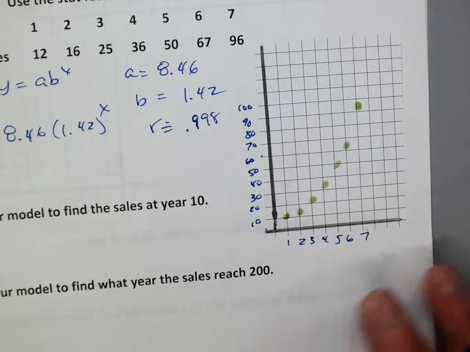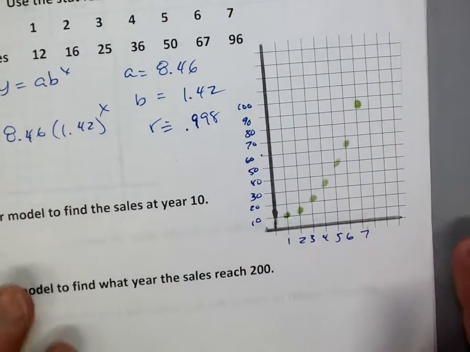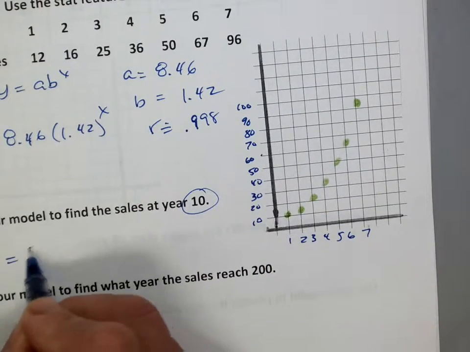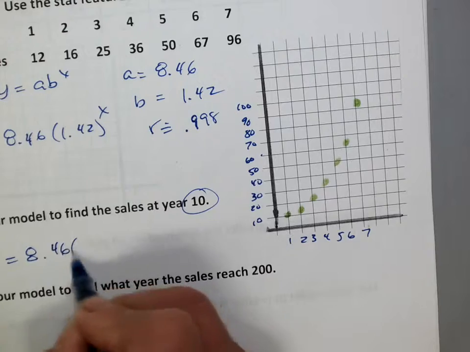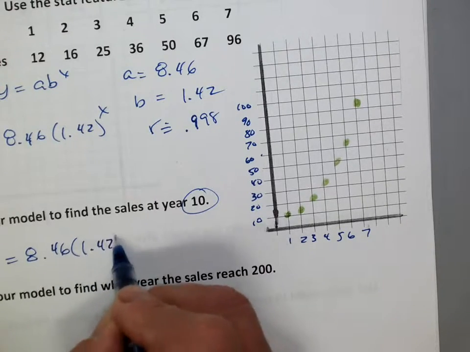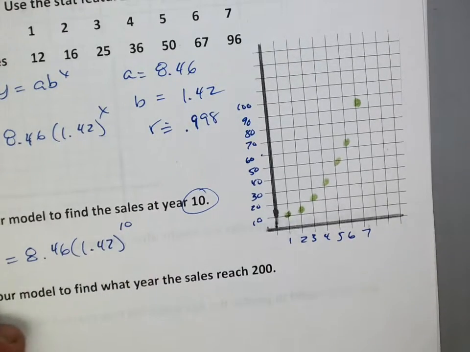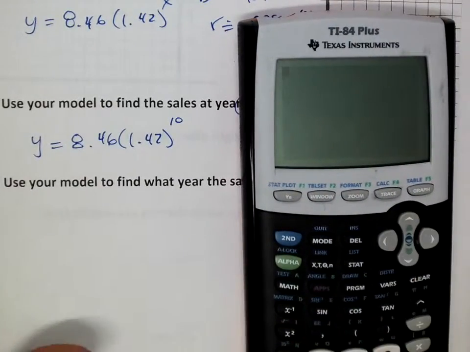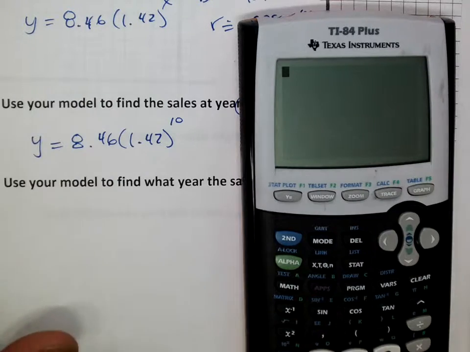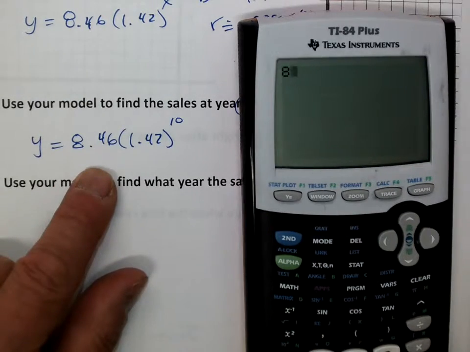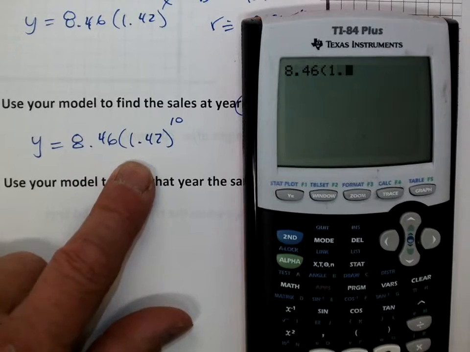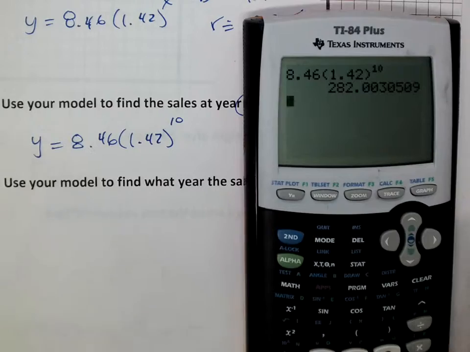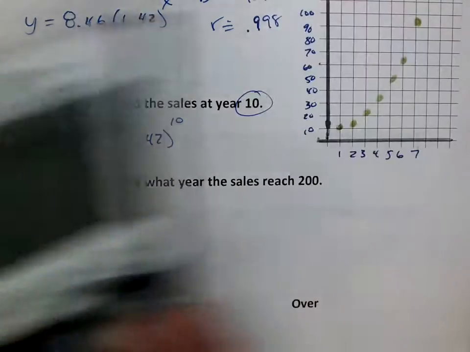Okay, let's look at number 10, the second part. So use your model, find the sales in year 10. So let's just plug 10 in. So y equals 8.46 times 1.42 to the 10th power. I'm just going to need to use my calculator to do that. Correct? I'm not going too fast, or am I? How am I doing? Tell me if I get going too fast. Times 1.42 to the power of 10, right? I get about 282 trampolines.